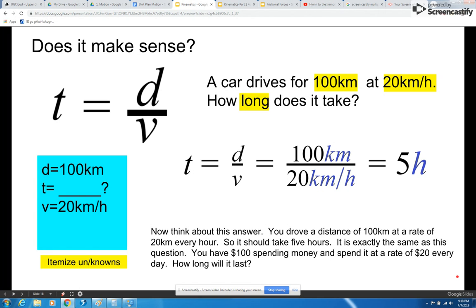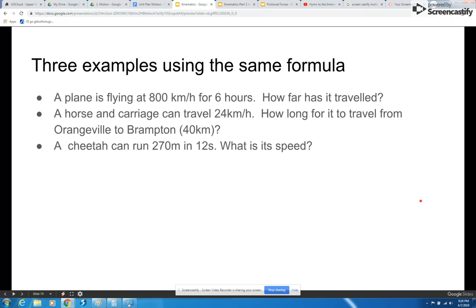Now, if you think about it, again, like the money example, if you had $100 and you were spending it at $20 a day, you would expect it to take 5 days to be used up. So it makes eminently good sense.